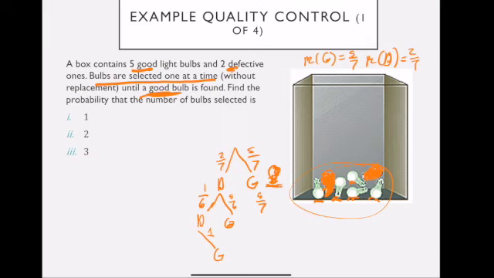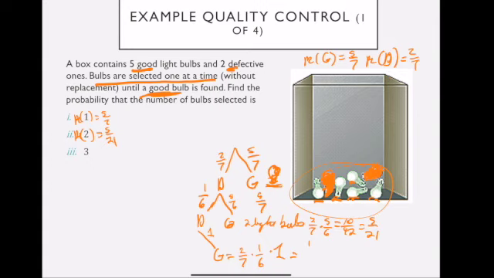The probability of drawing 2 light bulbs is, you're going to want to multiply 2/7 times 5/6. That gives you 10/42, which simplifies down to 5/21. Okay, so the probability of drawing 1 is 5/7. The probability of drawing 2 is 5/21. Now I got to figure out the probability of having to draw 3. That's going to be 2/7 times 1/6 times 1, which gives me 2/42, which is 1/21.